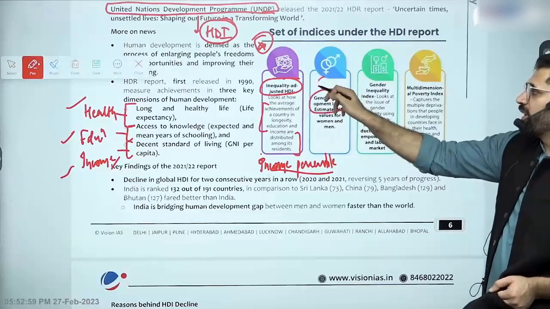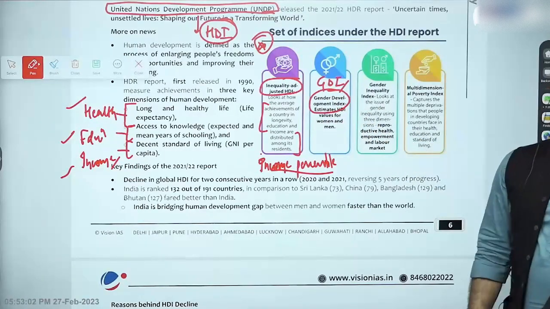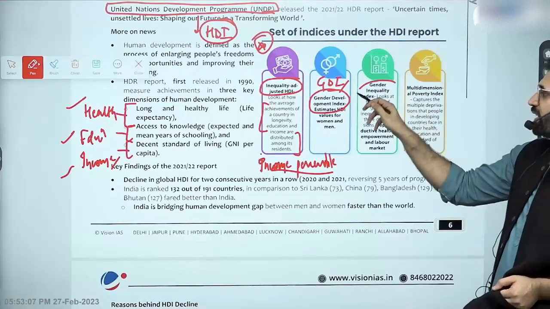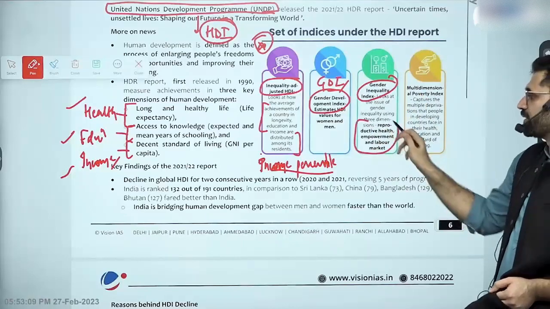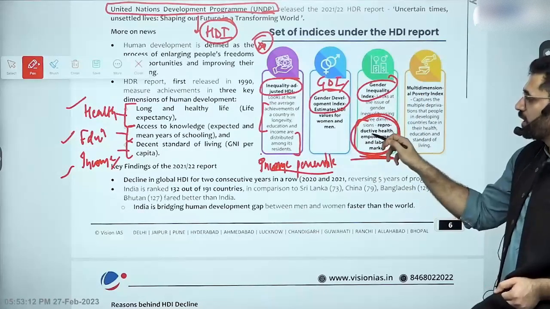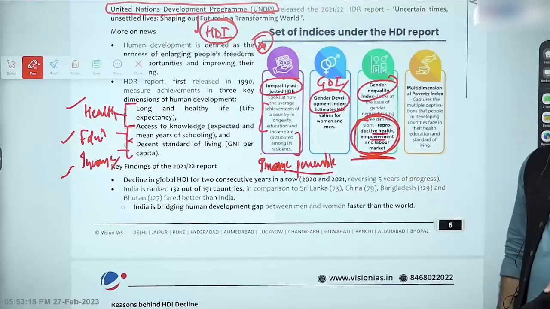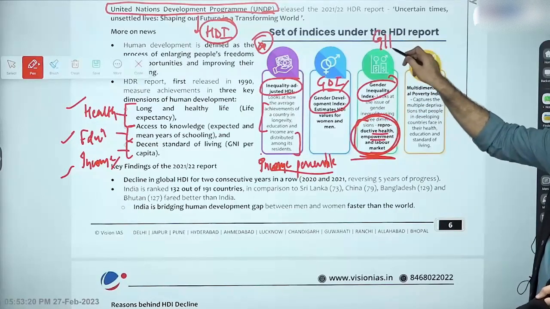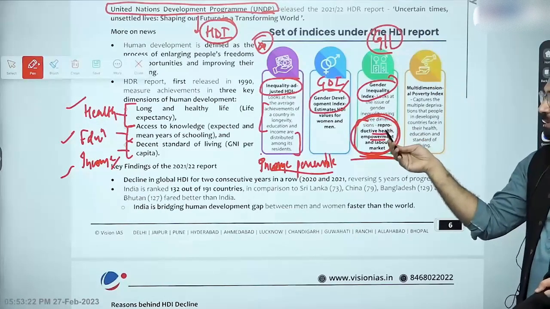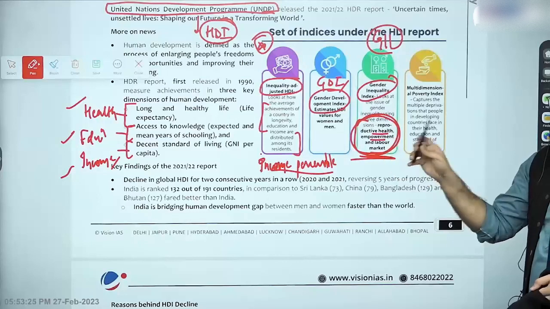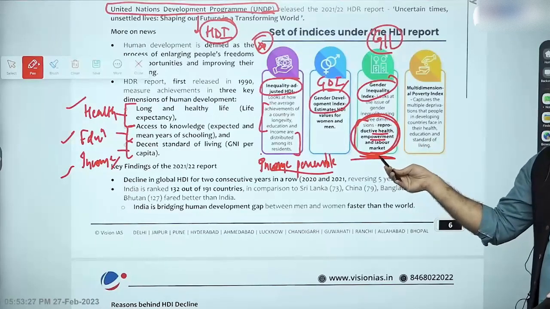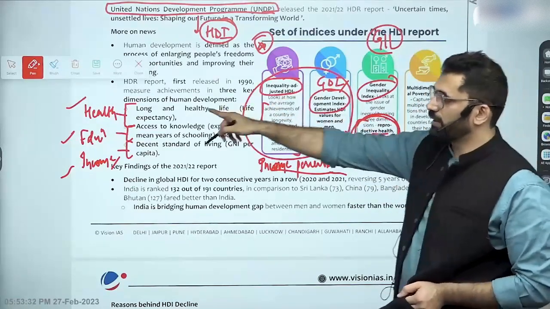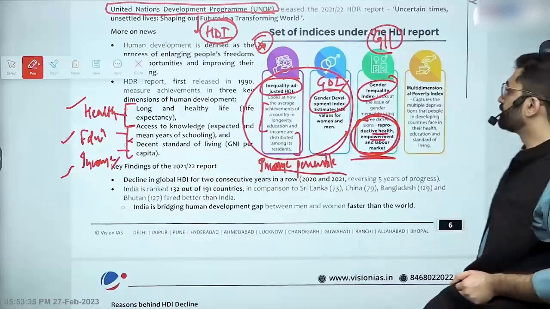Gender Development Index or GDI measures the HDI for males as compared to HDI for females. Gender Inequality Index measures inequality in 3 dimensions: reproductive health, empowerment, and labor market participation. This index is completely different. The gender inequality index measures the access of women to reproductive health, all types of empowerment, and opportunities in the labor market. These two are on the same index, that is your health, education, and income.